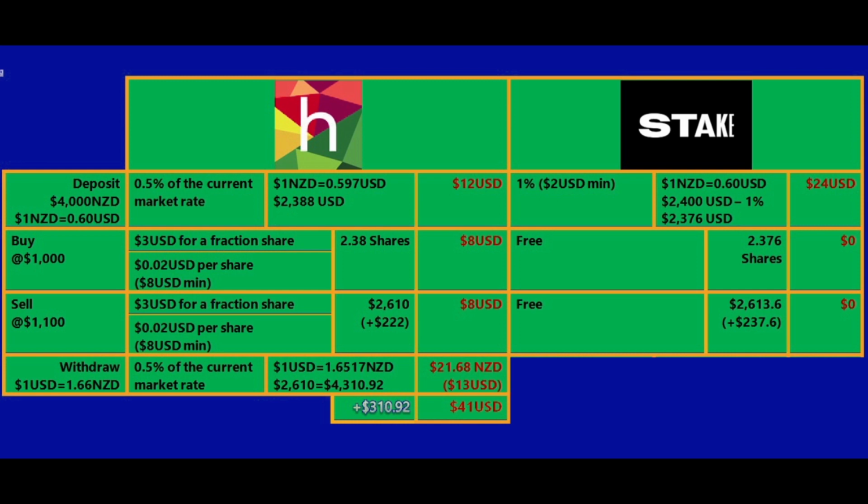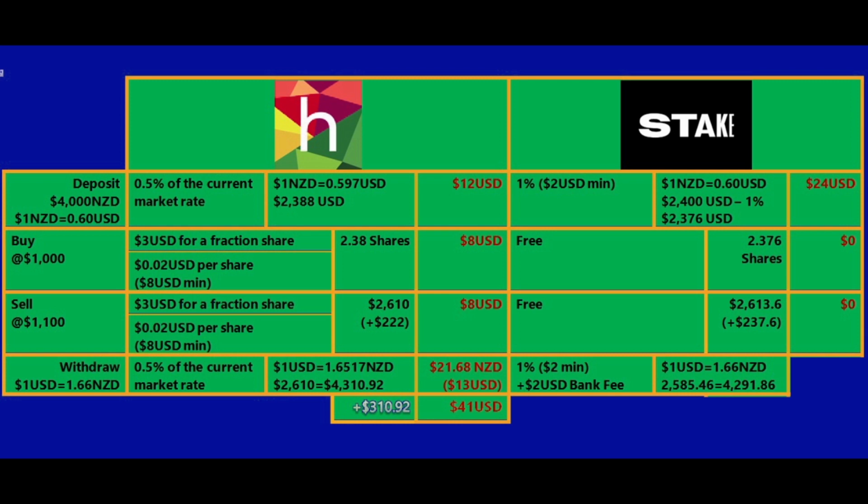Okay, now it's time for Stake. Stake will charge you 1% of your total dollar amount you want to withdraw, just like when you deposit with them. But unlike the time you deposit, they have an additional $2 withdrawal fee. They call it a bank fee. So if they use the market rate, then they would convert 2,585.46 in US dollar amount to 4,291.86 New Zealand dollar amount.